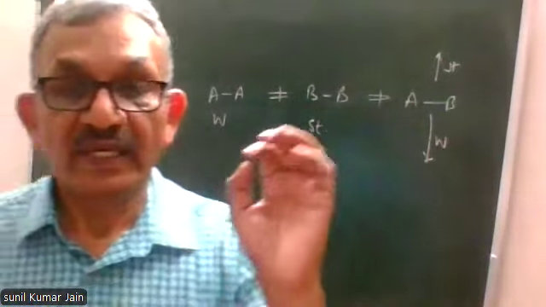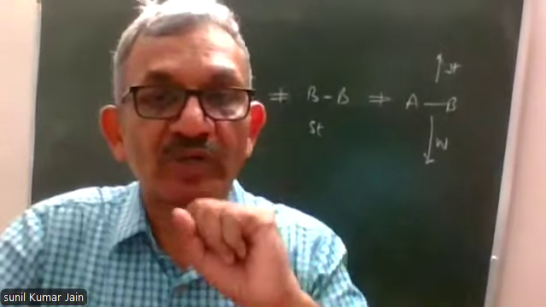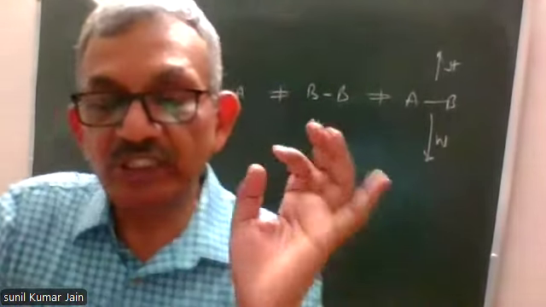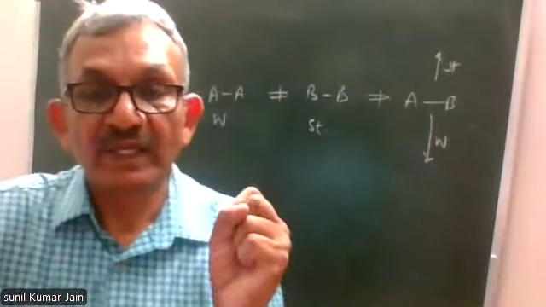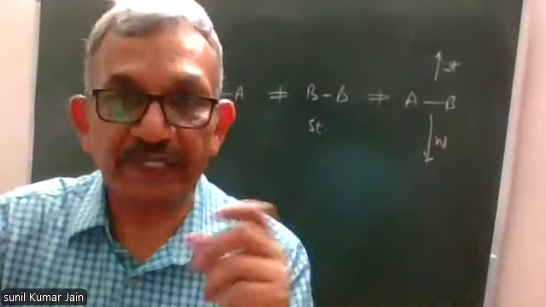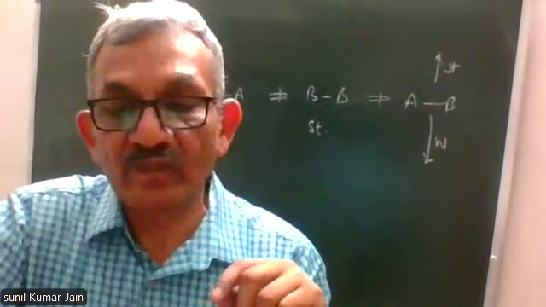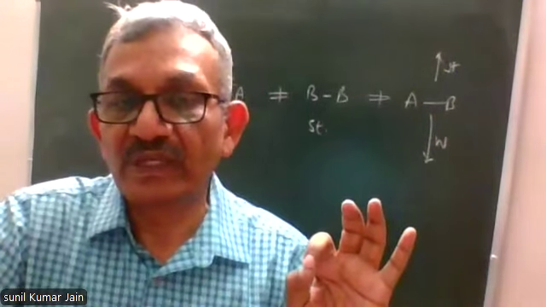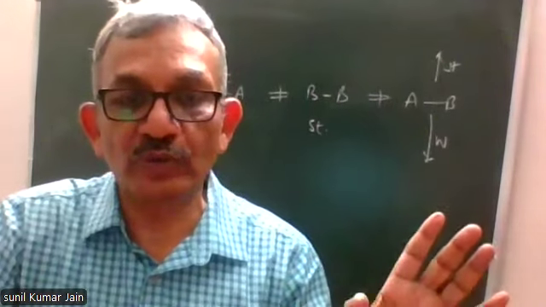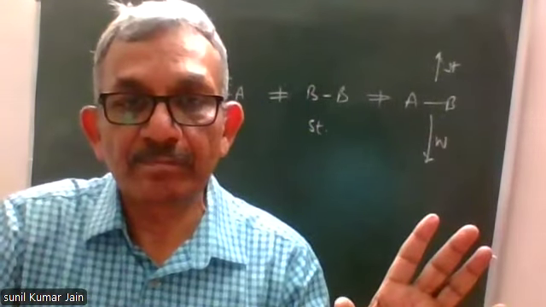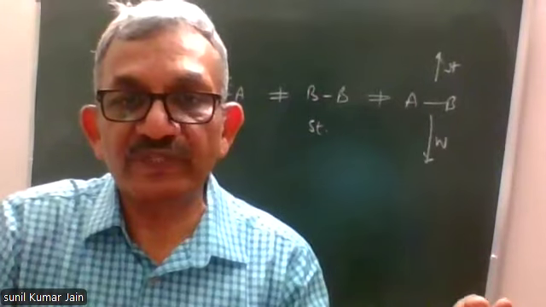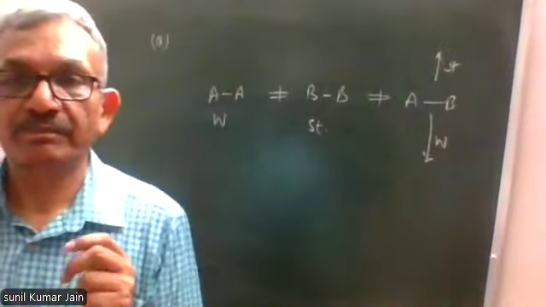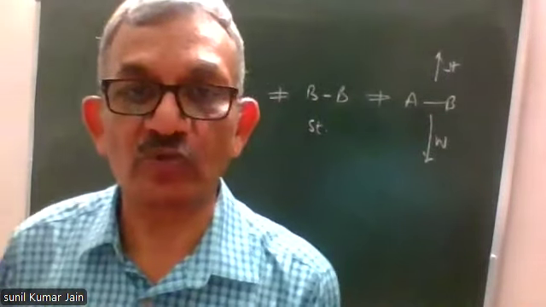Right. If the partial vapor pressure of each component is more than expected, the solution is considered to show positive deviation from Raoult's law. Positive deviation from Raoult's law.